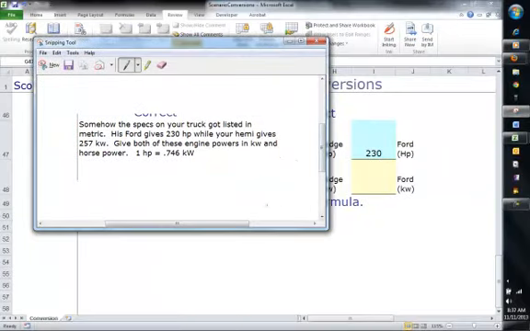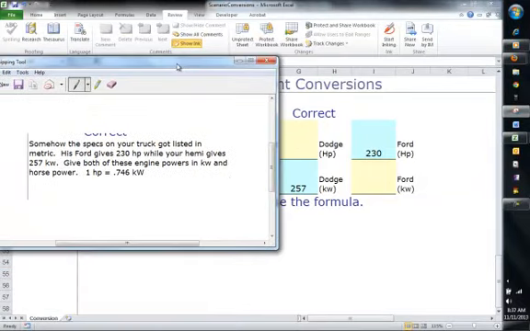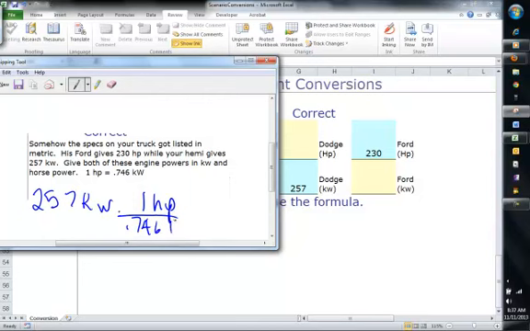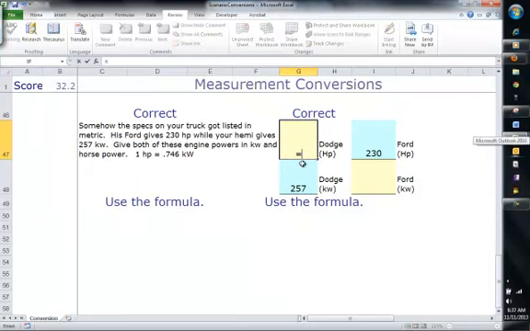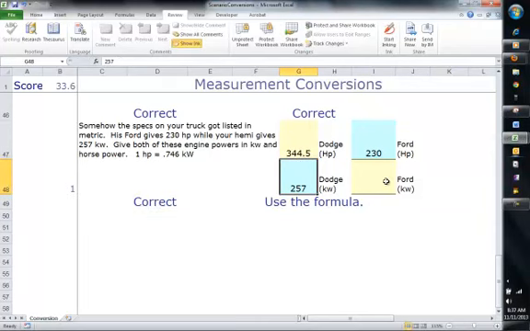So we start with his Dodge is 257 kilowatts times 1 horsepower is 0.746 kilowatts. Now we can cancel. So we would take our 257 divided by 0.746, and you would have 344 horsepower in his Dodge. So his Dodge is a lot bigger engine than your Ford.